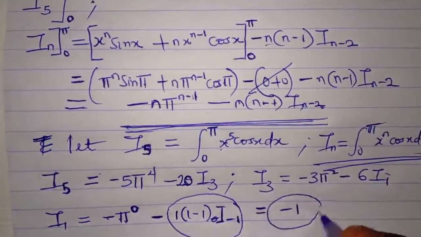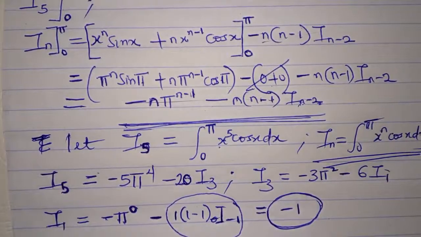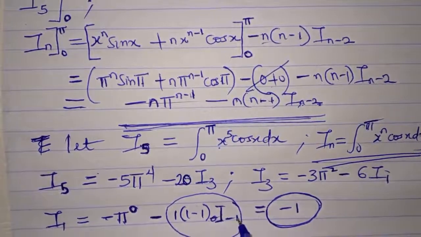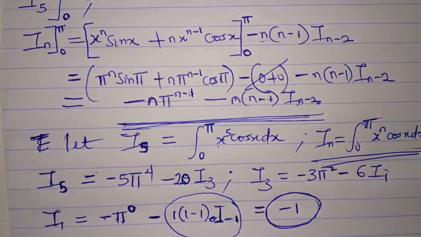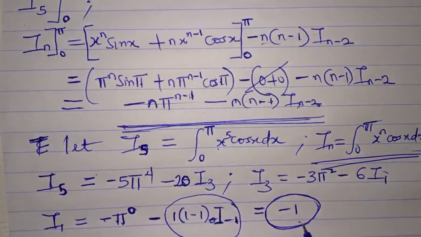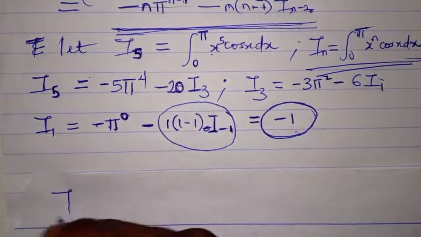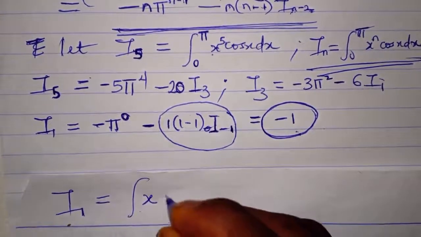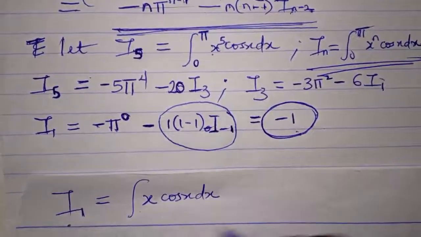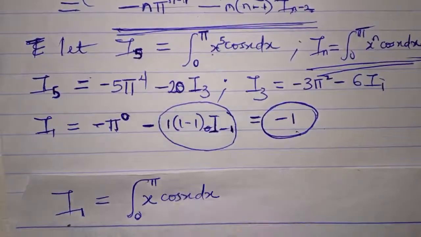But do you know this answer is not correct? This is not correct. We must verify. Whenever you come across a negative subscript for I, be very careful. So I'm going to verify if this is minus 1. Let's see what it is. Just watch till the end. So to verify, I1 is actually the integral of x to the power of 1 cos x dx from 0 to pi. That's what we are doing.